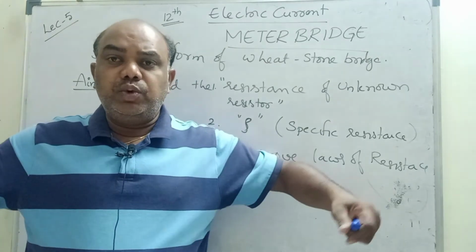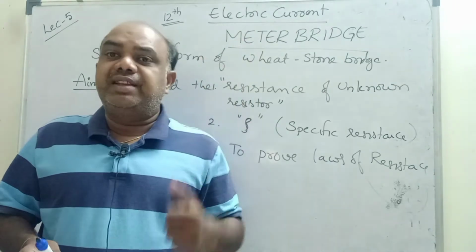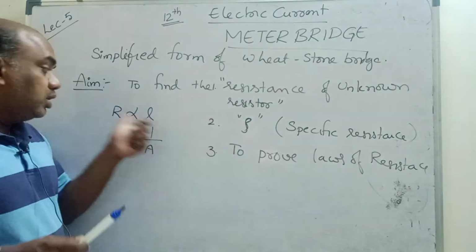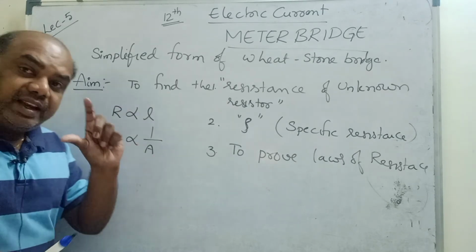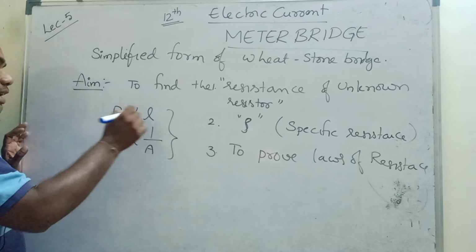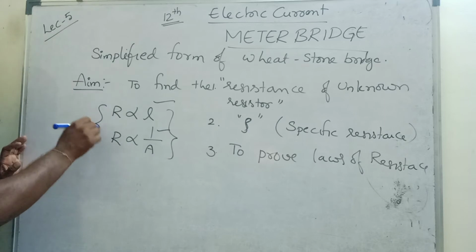That means a person who is very fat has less resistance. Usain Bolt has more resistance. Why? Because he is very thin. Thin wire has more resistance. Thick wire has less resistance. These two, resistance directly proportional to length and inversely proportional to area of cross section, are called laws of resistance.